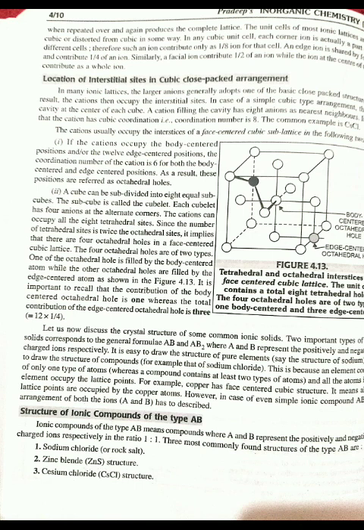Structure of ionic compounds of the type AB. Ionic compounds of the type AB means compounds where A and B represent the positively and negatively charged ions respectively, in the ratio 1:1. Three most commonly found structures of the type AB are: first, sodium chloride or rock salt; second, zinc blende, ZnS structure; third, cesium chloride, CsCl structure.